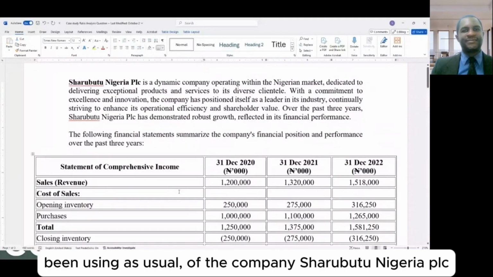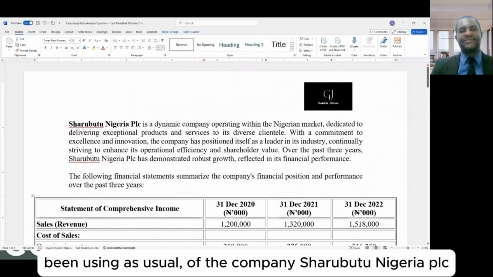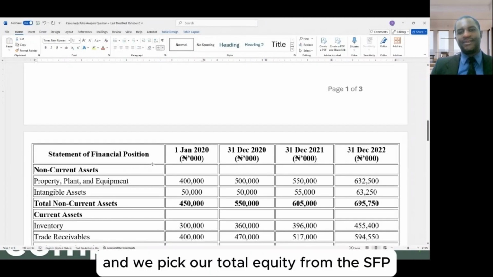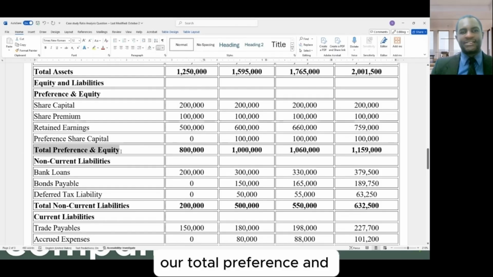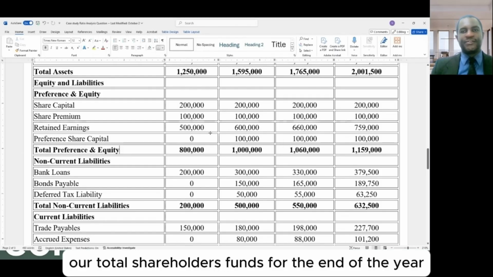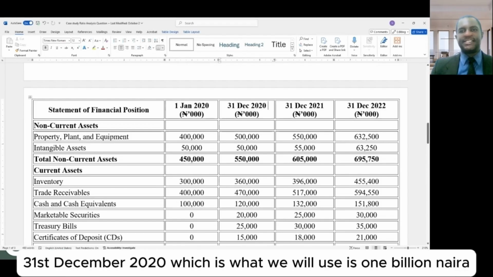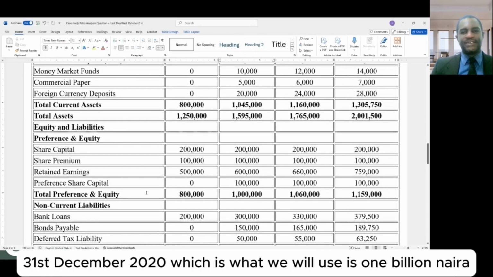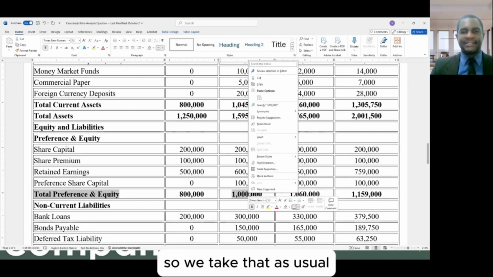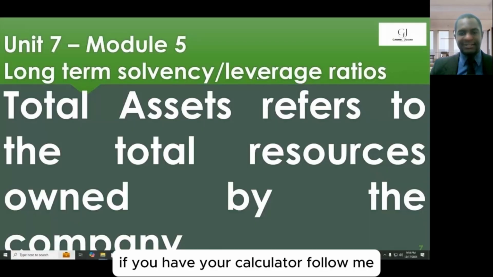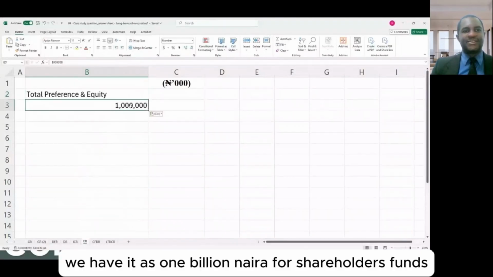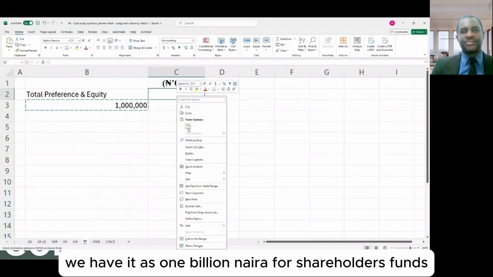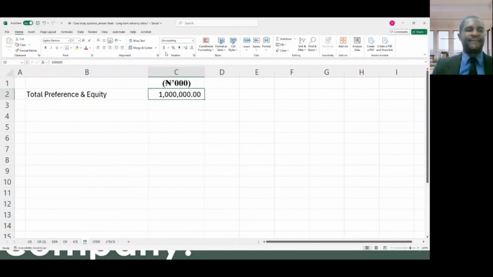The company shall be Nigeria PLC, and we'll pick our total equity from the SFP, our total shareholders' funds for the end of the year, 31st December 2020, which is what we'll use, is 1 billion naira. So we take that. As usual, if you have your calculator, follow me as we do these simple calculations. We have it as 1 billion naira for shareholders' funds.